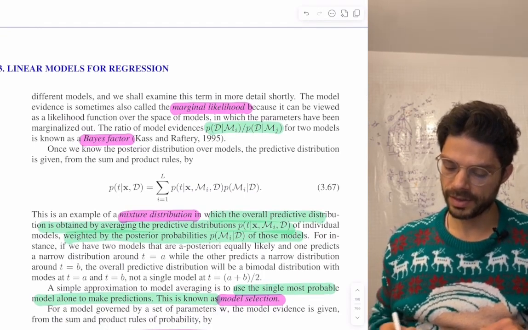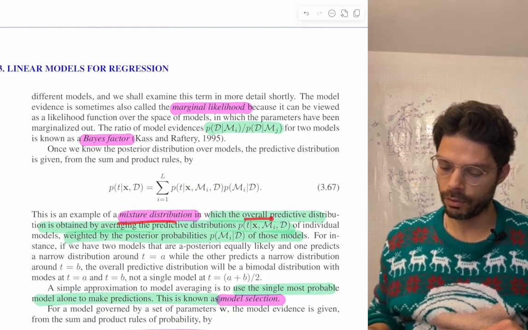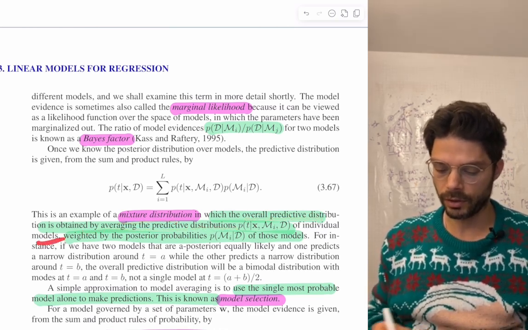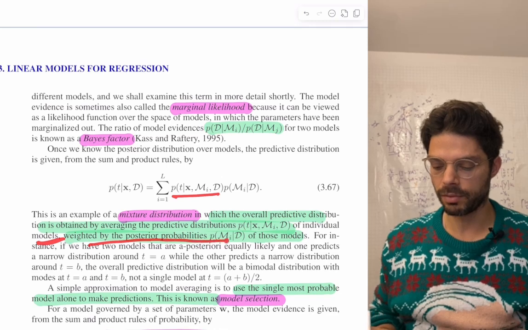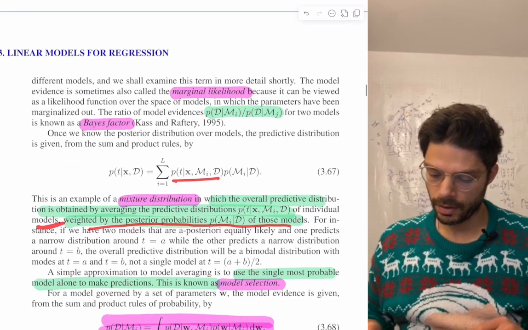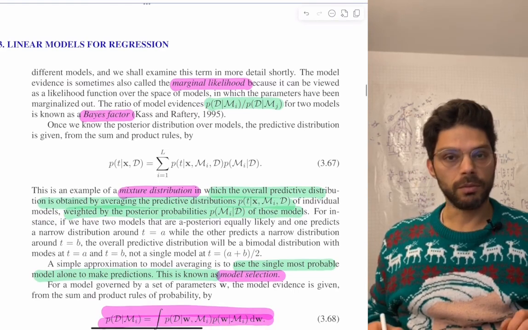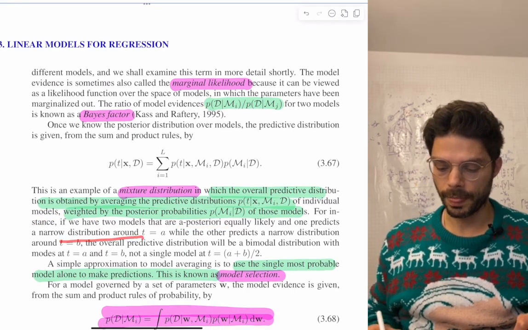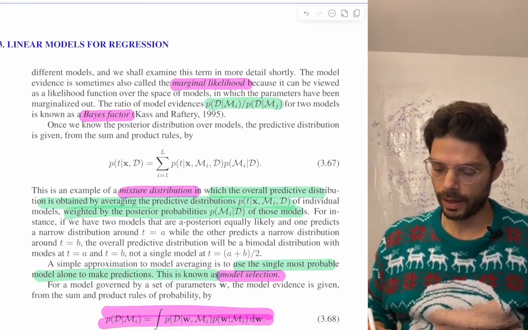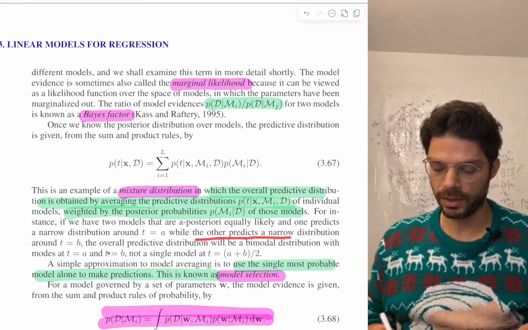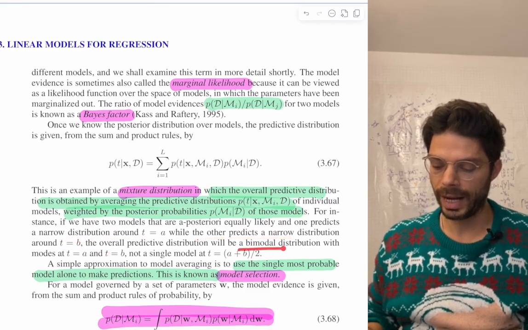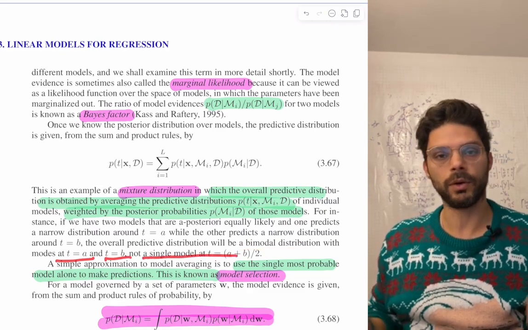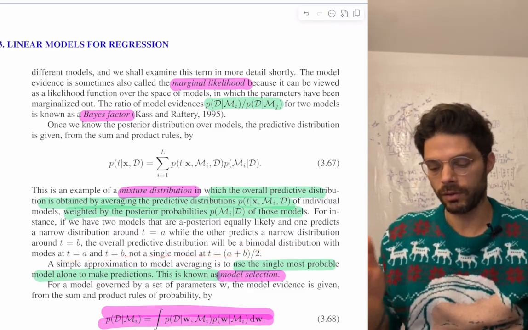Okay, so this is an example of a mixture distribution in which the overall predictive distribution is obtained by averaging the predictive distributions of individual models, weighted by the posterior probabilities of those models. So if we have two models that are a posteriori equally likely, and one predicts a narrow distribution around t equals a, while the other predicts a narrow distribution around t equals b, the overall predictive distribution will be a bimodal distribution with modes at t equals a and t equals b, not a single mode at the average. So you're getting a mixture of the two.